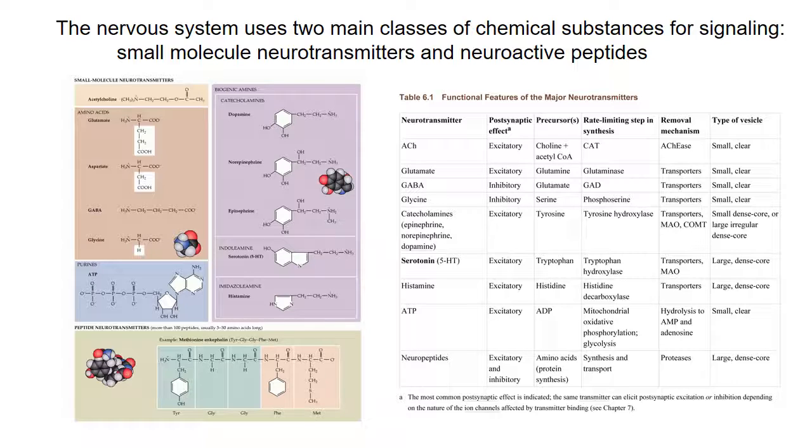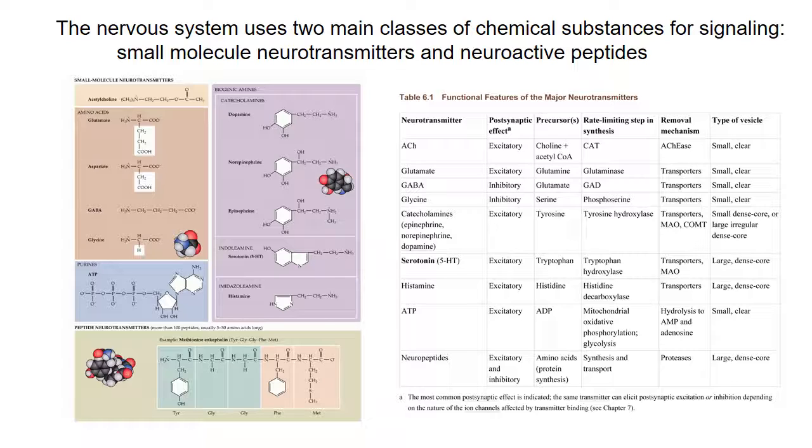On the bottom is a small example of peptide neurotransmitters, which are usually defined by being 3 to 36 amino acids long. And you can appreciate the difference in size between small molecule neurotransmitters. We have these space-filling models for glycine and norepinephrine, and then methionine enkephalin, which has 5 amino acids. You can see that peptides are much bigger.